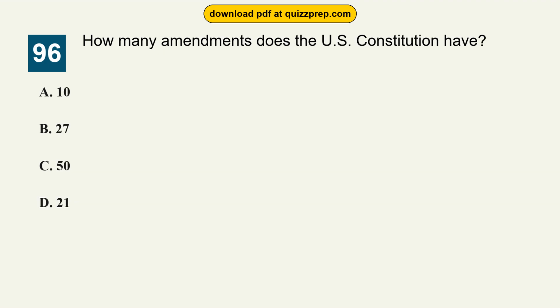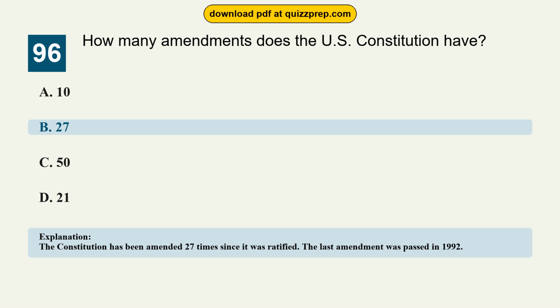Question 96. How many amendments does the U.S. Constitution have? Option A. 10. Option B. 27. Option C. 50. Option D. 21. The correct answer is option B, 27. The Constitution has been amended 27 times since it was ratified. The last amendment was passed in 1992.